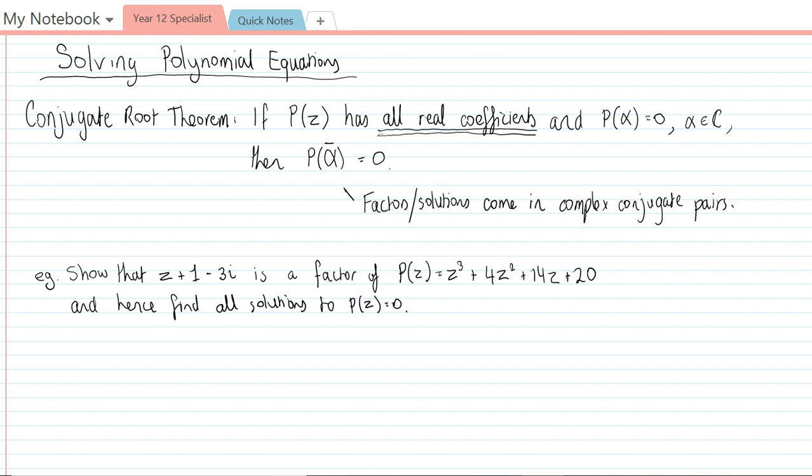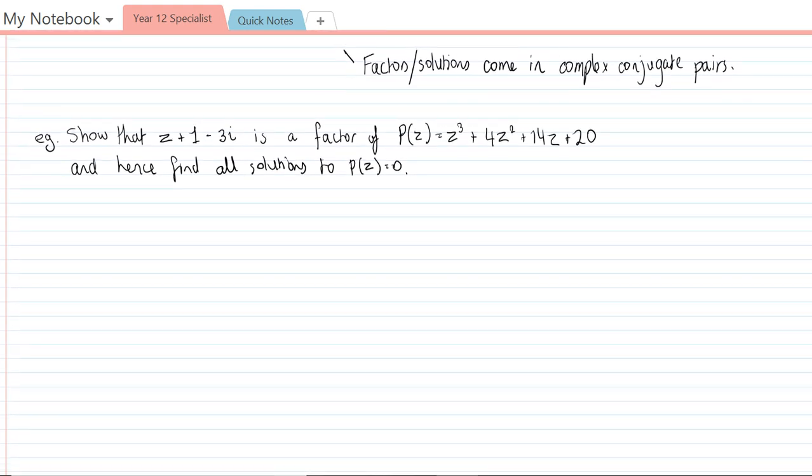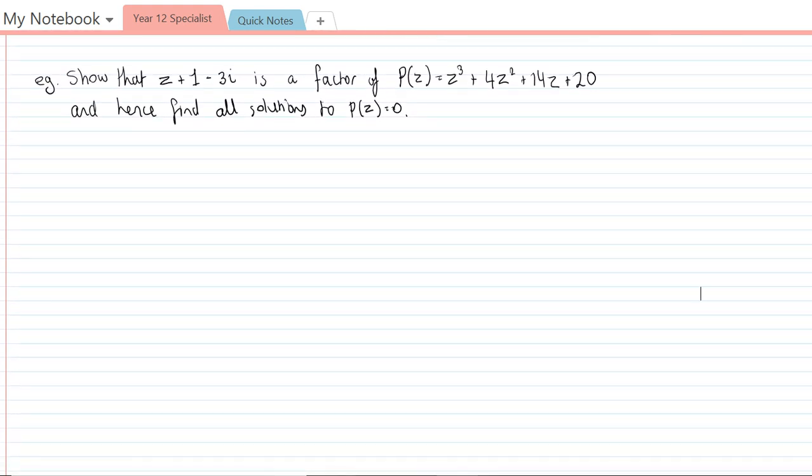So we're going to show that z plus 1 minus 3i is a factor of that polynomial, and hence find all the solutions to p of z equals 0. Now, to show that that's a factor, we're going to be using the factor theorem that we went over recently. And so what I really need to show is that p of negative 1 plus 3i is equal to 0, because that will show that it's a factor.